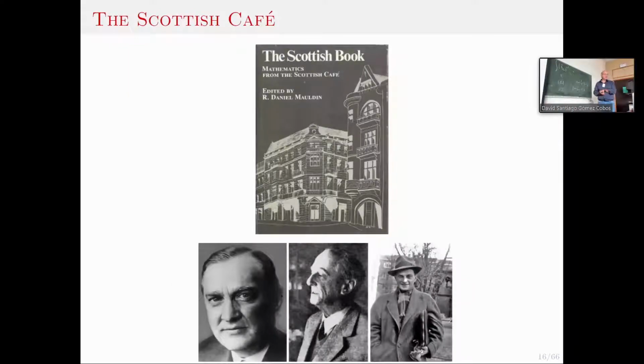Now let's take a break here with some history. I imagine most of you who are of some age have heard of the Scottish Cafe. The Scottish Cafe was a cafe in Lvov, today's Ukraine, then Poland, where about 100 years ago, some very good mathematicians who later became very famous would go there every day after work and exchange problems, drinks, make bets, and they had a big notebook that the waiter kept behind the counter and gave to them when they asked for it. They recorded problems, they recorded solutions.